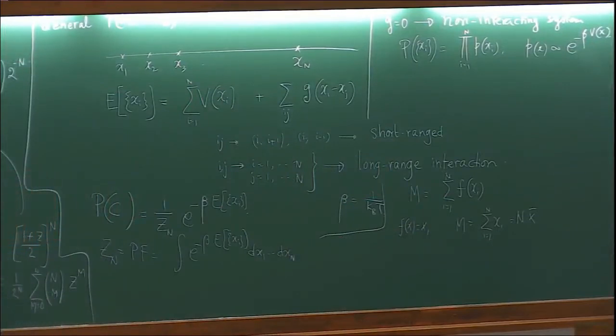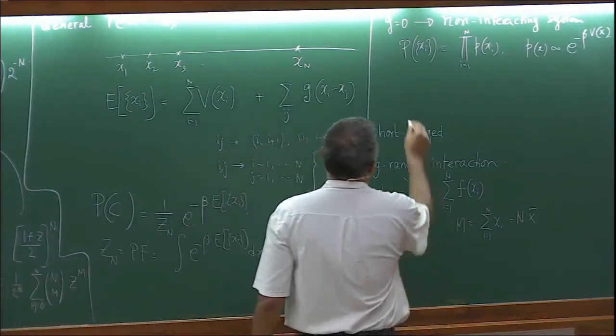And so it's a random variable. It fluctuates from configuration to configuration. And I'm just interested in the distribution of this object, P of Mn.